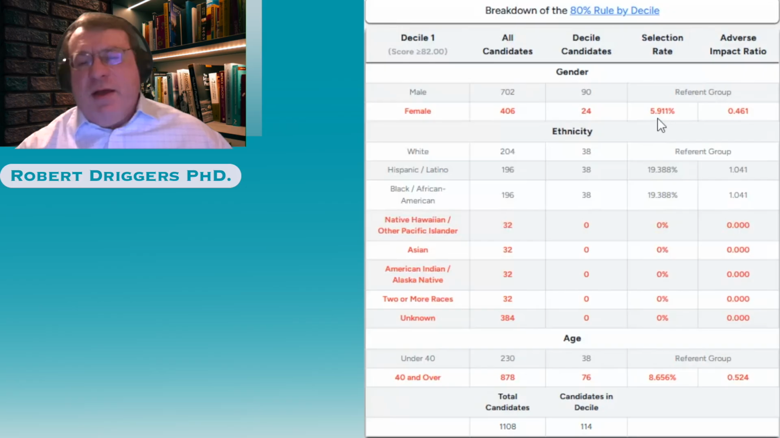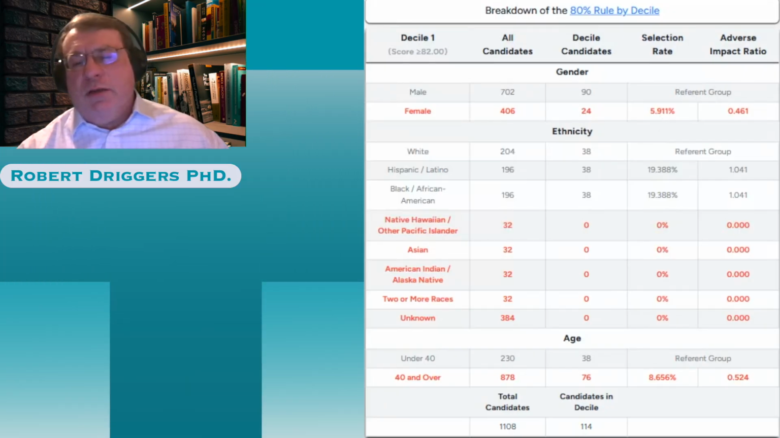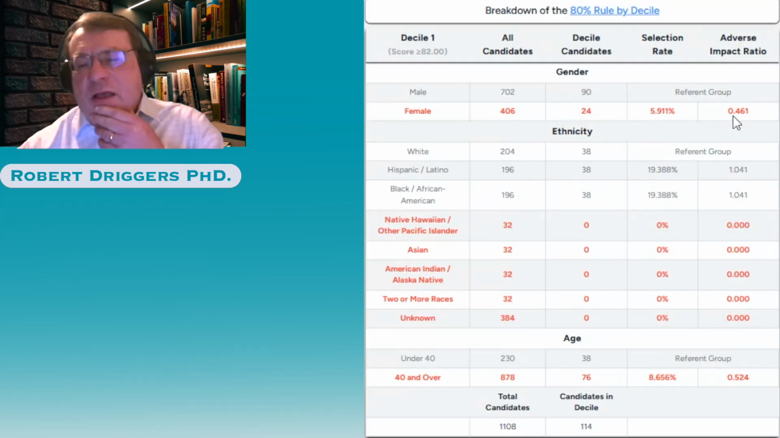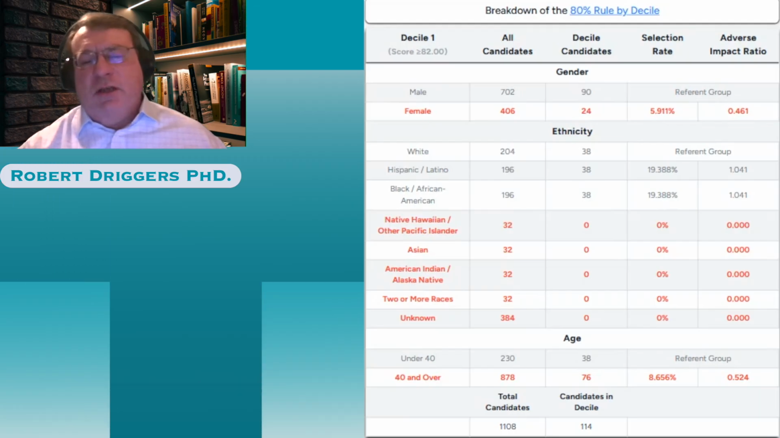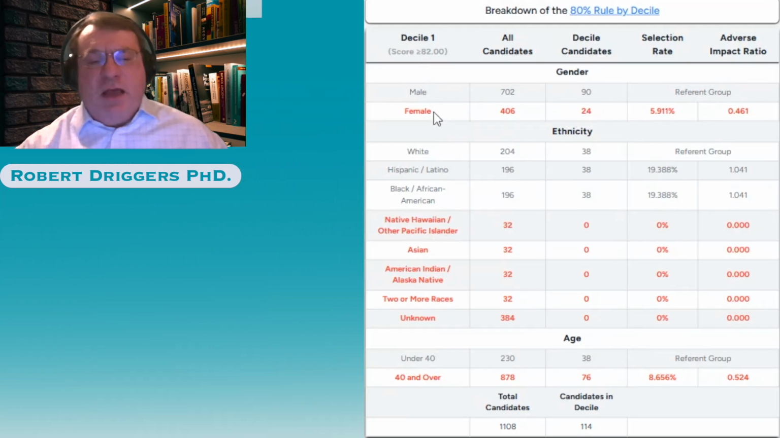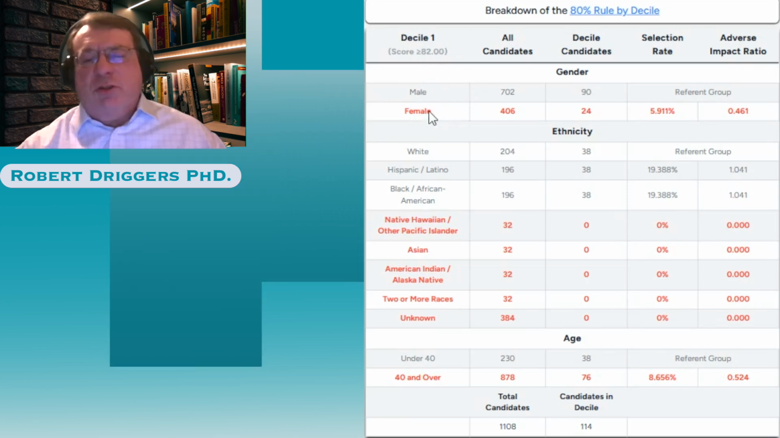As you can see, the female pass rate is 5.911%. And that divided by the male pass rate gives us an 80% rule of 0.461. So this is an indication that for females in the top decile, if you decided to put your cutoff score at 82, for females, you would see pretty marked adverse impact.